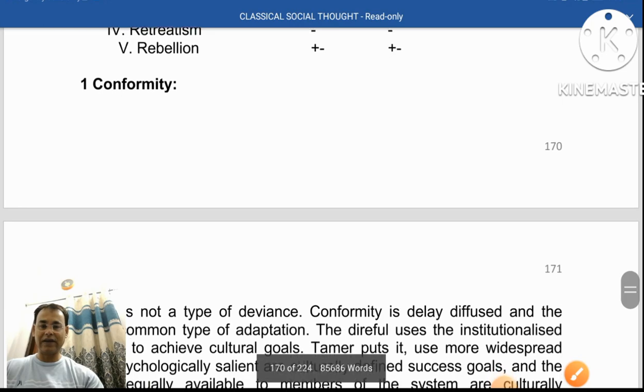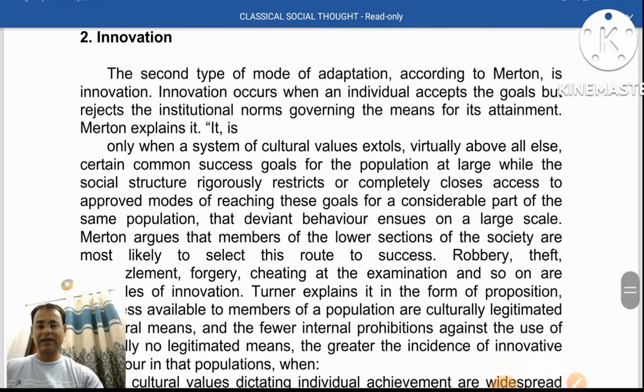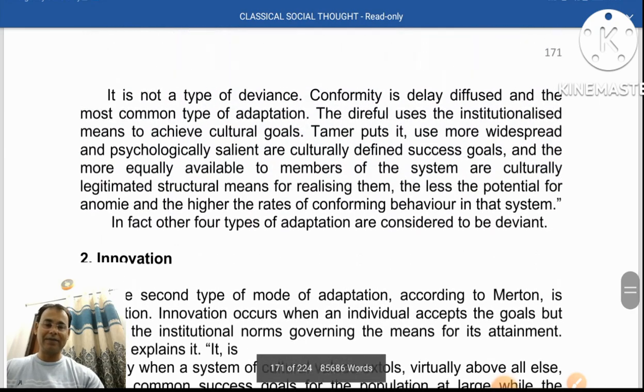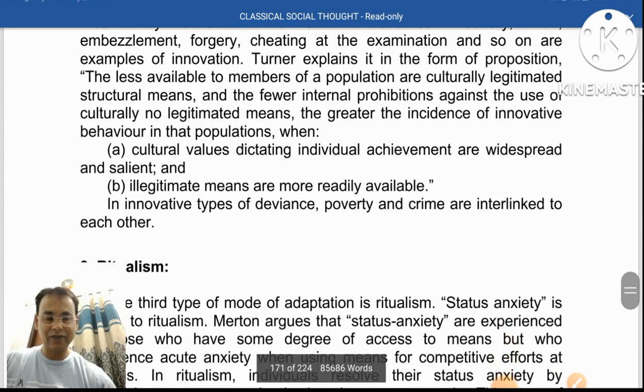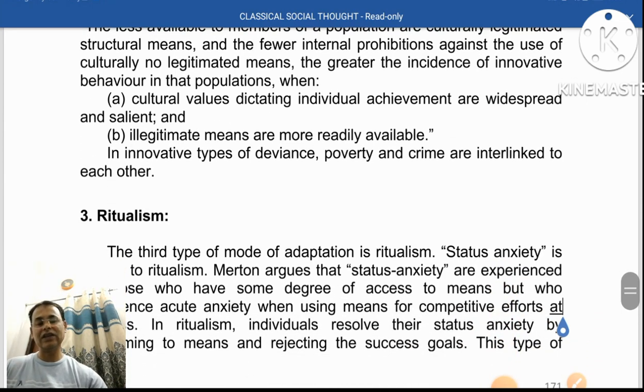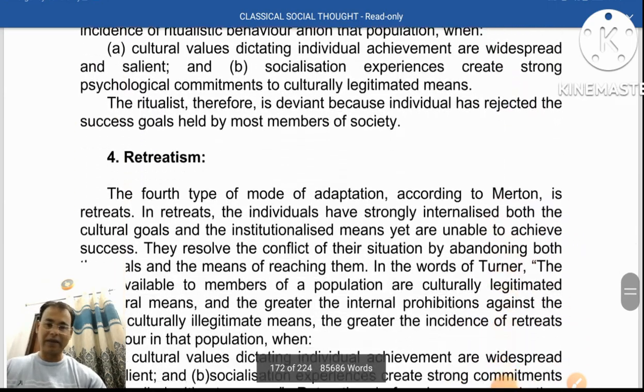So I have already made you understand. There are four or five types of behavior in a social structure: conformity, innovation, ritualism, retreatism, and rebellion.